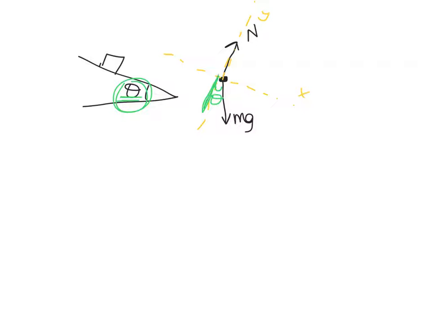This is the y component of gravity. This is the x component of gravity that's parallel to the x-axis. So because this is opposite, this is mg, which is your hypotenuse, times sine. Because this is adjacent, this is hypotenuse, which is mg, times cosine.